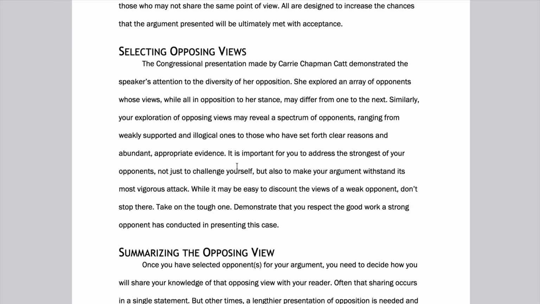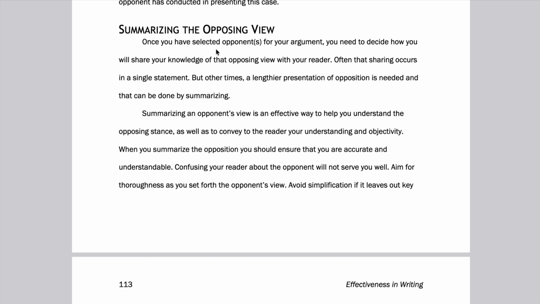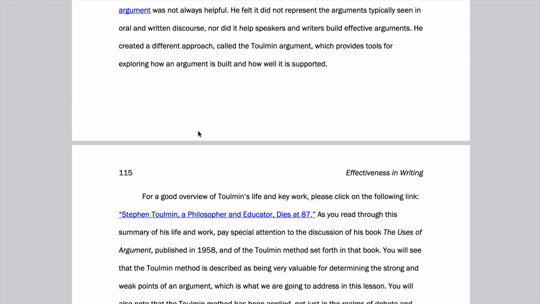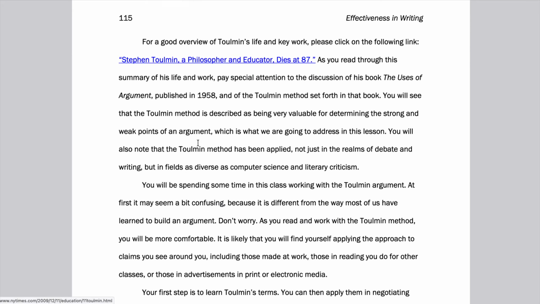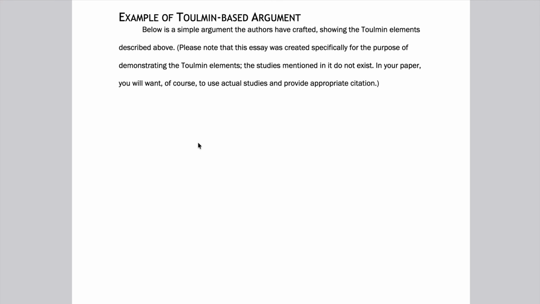Let's move down. I know I'm probably whipping through this, which might be hard to follow online. So once you fully understand the opposing point of view, and you're going to be working on a Toulmin argument next week, you need to summarize the opposing view. Give your side, then summarize the opposing view so you show that you understand it. And then you're going to give a counter argument, and that would be part of the Toulmin method of argumentation.